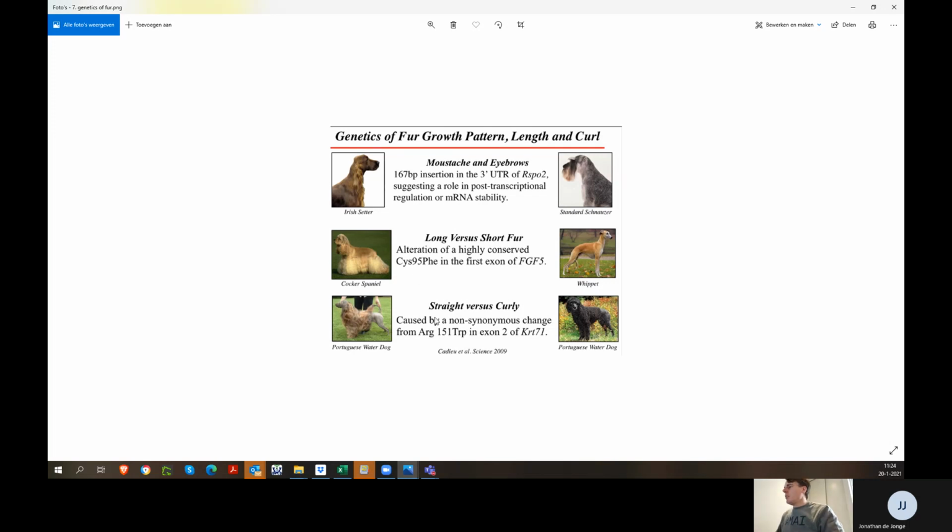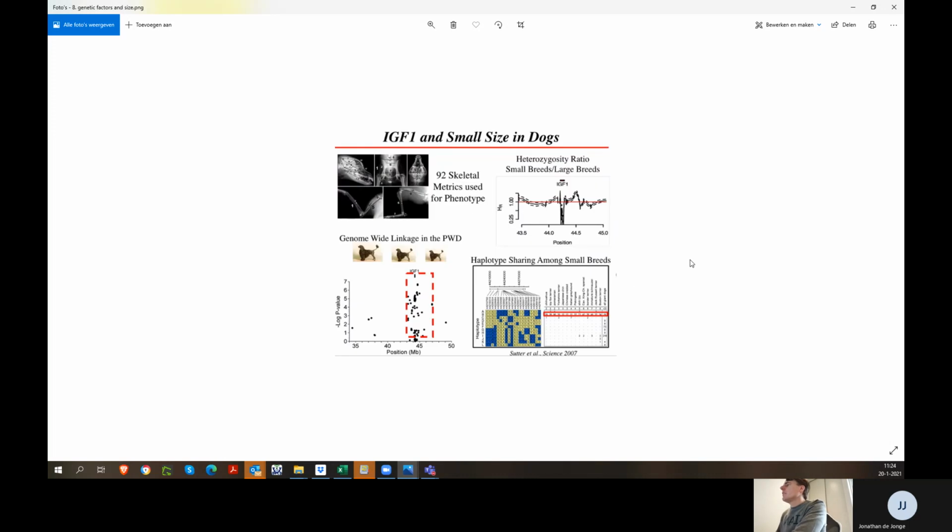But also within one breed, that is your Portuguese water dog, you have some mutations that result in this: the normal Portuguese water dog often has more of a curly coat, and others have more of a straight, less curly coat. You can see here.